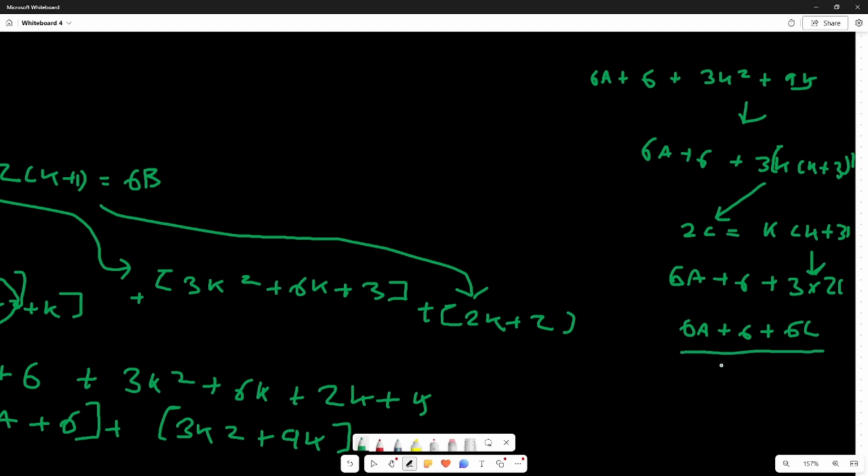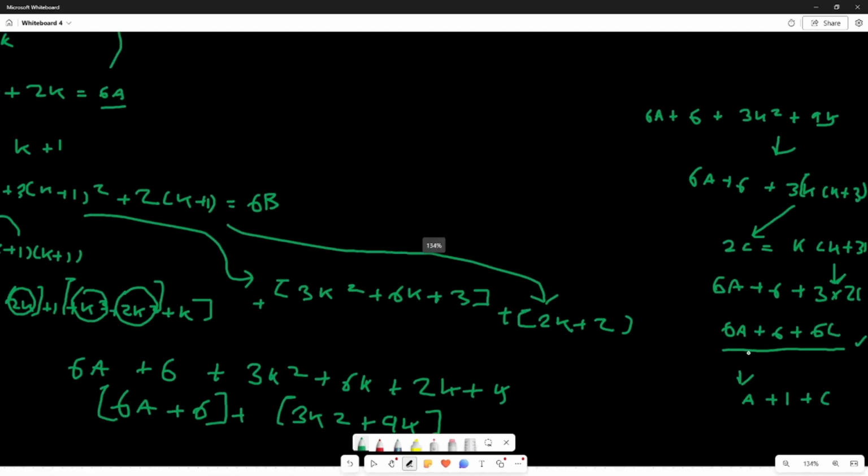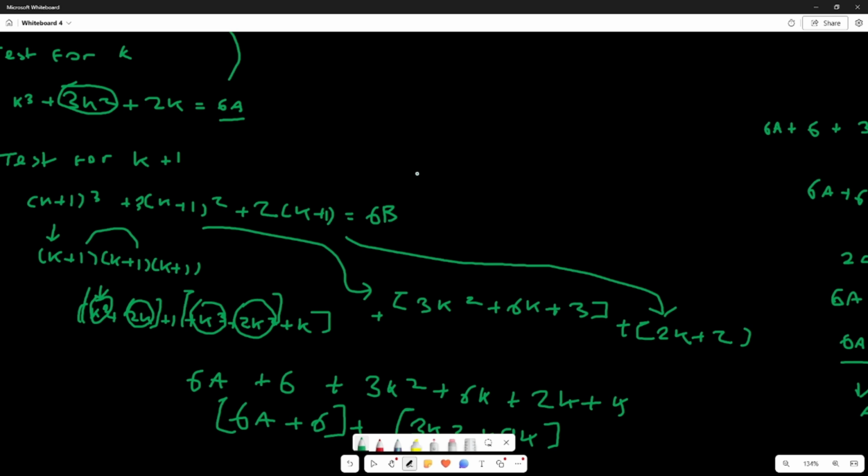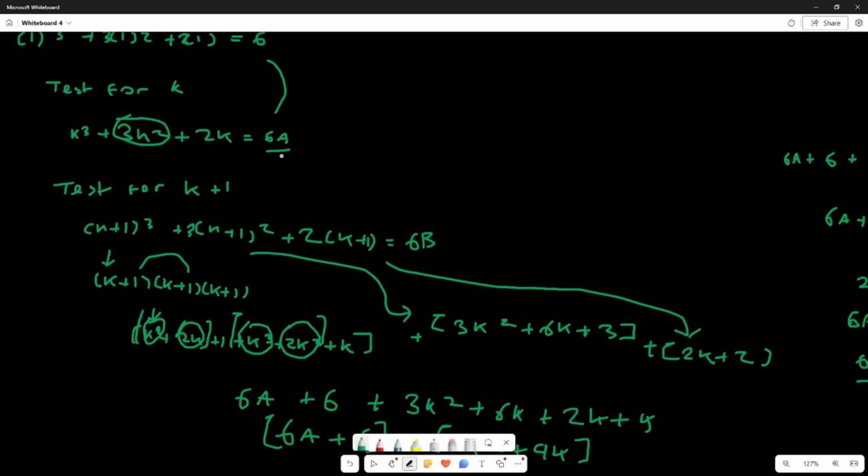And we can divide everything by 6. Yes, divisible by 6. But giving us a plus 1 plus c. But we see here that we did all these steps. We assigned something to our answer for k, and we assigned something to our answer for k plus 1, and we just substitute 6a into it.